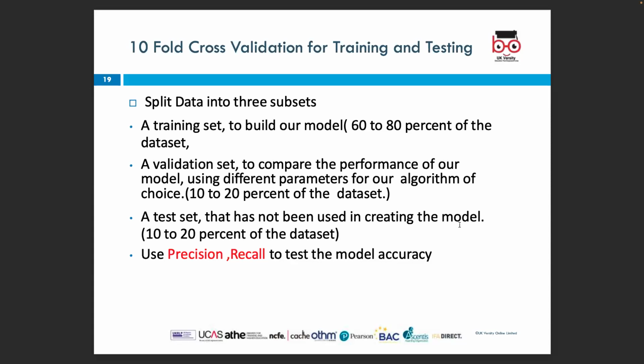Split data into three subsets. A training set to build our model, 60 to 80% of the data set. A validation set to compare the performance of our model using different parameters for our algorithm of choice, 10 to 20% of the data set. A test set that has not been used in creating the model, 10 to 20% of the data set. Use precision lookup to test the model accuracy.